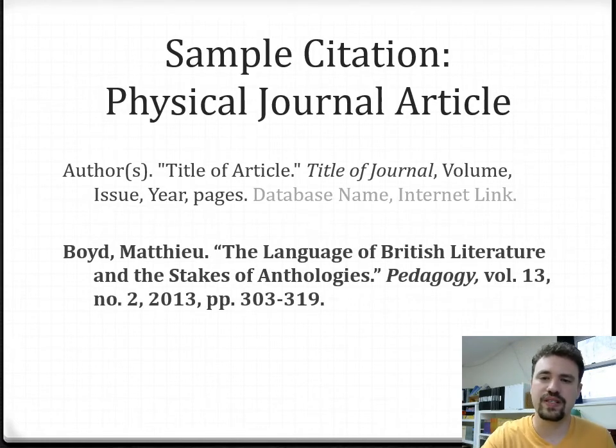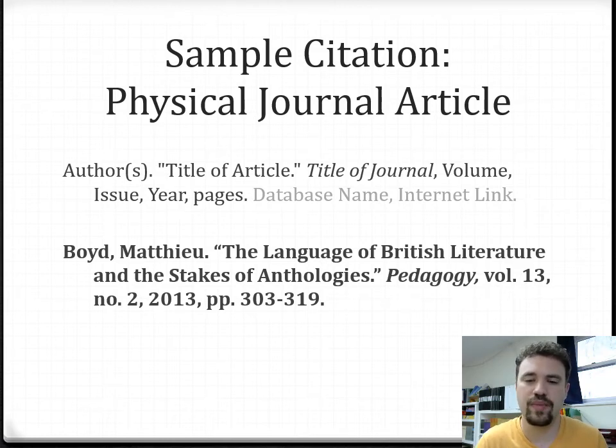All right, so here's a sample citation of a physical journal article. If you were using a physical journal, Boyd, comma, Matthew, so that's the author's name and a period after that, and then keep in mind some journal article titles are very lengthy. So, "The Language of British Literature and the Stakes of Anthologies." That one's not a super long one. I've seen longer, but it's not very short either. So that's all going to go in quotation marks. That's the title of the article.